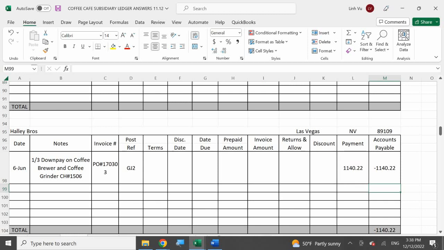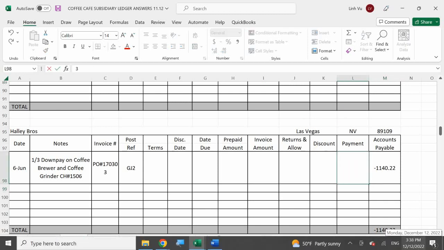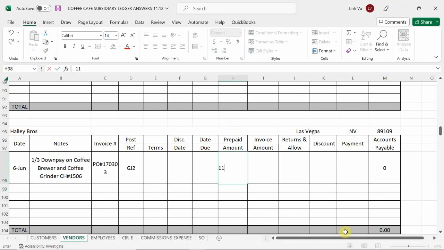So in this case, how do we make this statement true? Do I owe Hallie Bros money? Yes, I do. However, this is just a down payment. I haven't received the bill yet to let me know how much I owe, but they certainly do not owe me money, because that money is going to be used towards the bill. So then let's not put it there.